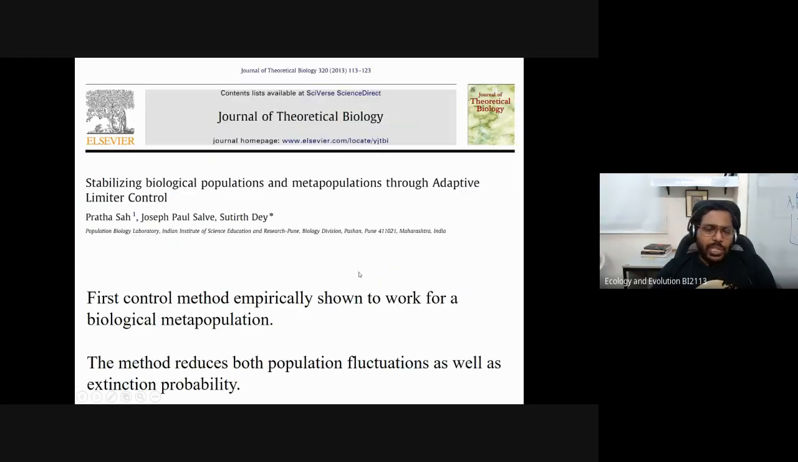So we ended up publishing this paper, and we said that this is the first control method which was empirically shown to work for a real spatially structured population. And this method is nice because this is also the first method which reduces both the fluctuations as well as the extinction probability. So it enhances both constancy and persistence.